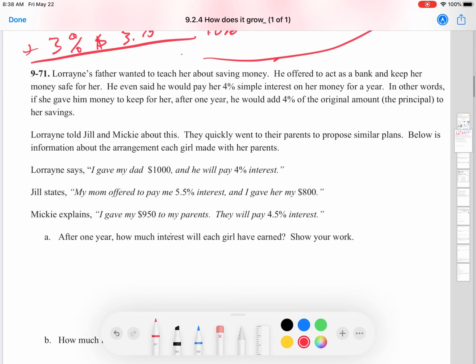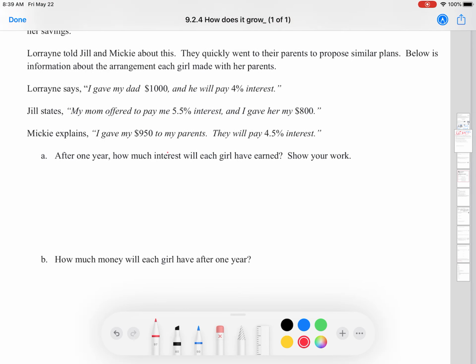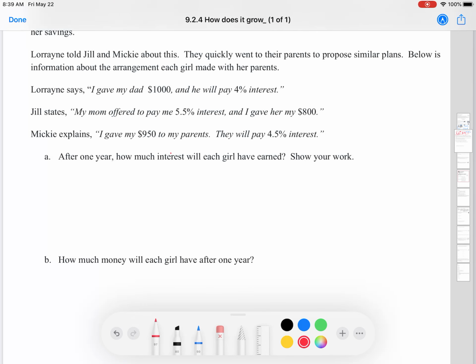Lorraine's father wanted to teach her about saving money. He offered to act as a bank and keep her money safe for her. He even said that he would pay her 4% simple interest on her money for a year. In other words, if she gave him money to keep for her, after 1 year he would add 4% of the original amount, the principal it's called, to her savings. Lorraine told Jill and Mickey about this. They quickly went to their parents to propose similar plans. Below is information about the arrangement each girl made with her parents.